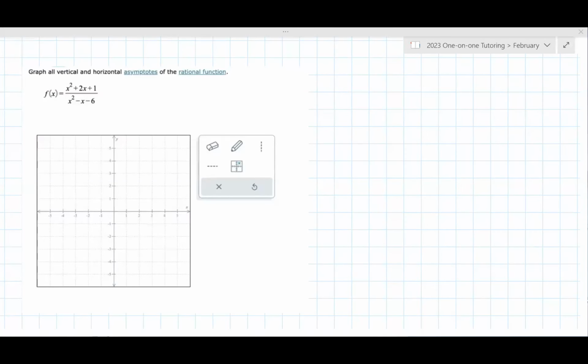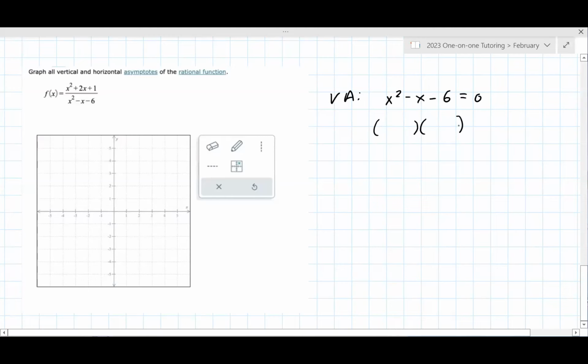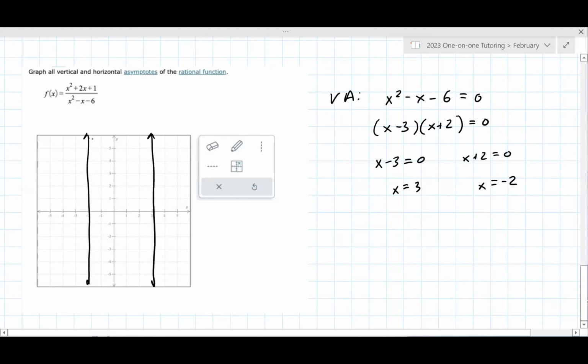So vertical asymptotes, you set the bottom equal to 0, x squared minus x minus 6 equals 0, which means you have to factor this. Depending on how good your factoring is, this could take a while or not. So there's those 2 factors. Do you need me to go through factoring? No, I got it. Then you set each of those equal to 0. And those are the two vertical asymptotes. Oh, okay. There's one at 3 and there's one at -2.